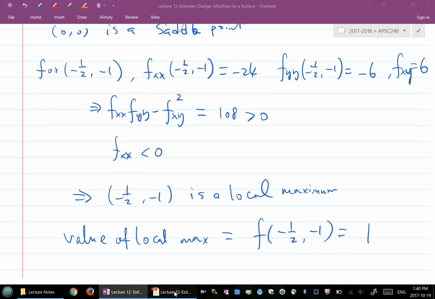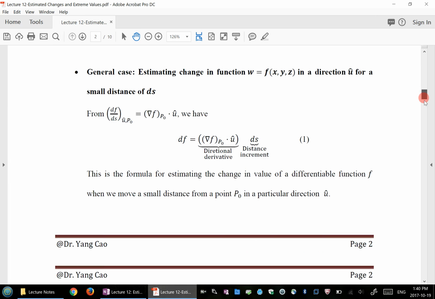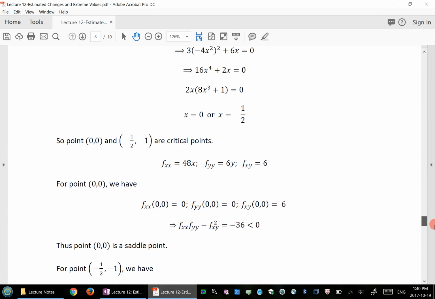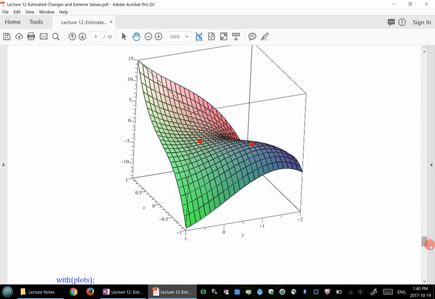Okay, so I'll show you what the graph looks like for this function here. The graph looks like this. It's like a little bird here. So this one here is the local maximum, and this point here is the saddle. So if you go from this point in one direction, it goes down. If you go in another direction, it goes up. So that's why it's a saddle here.